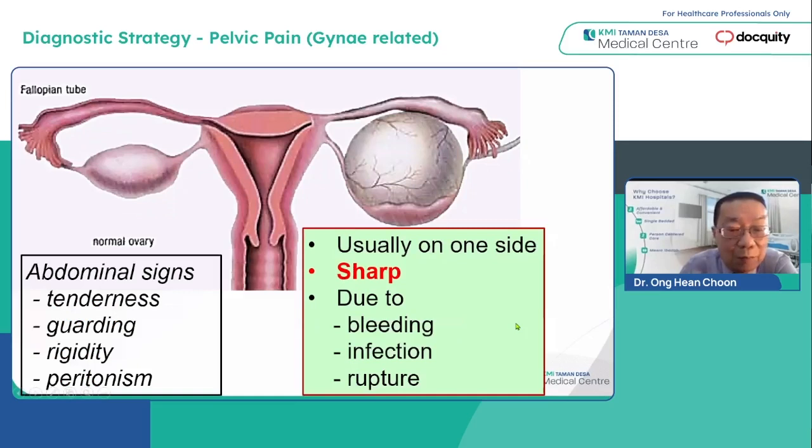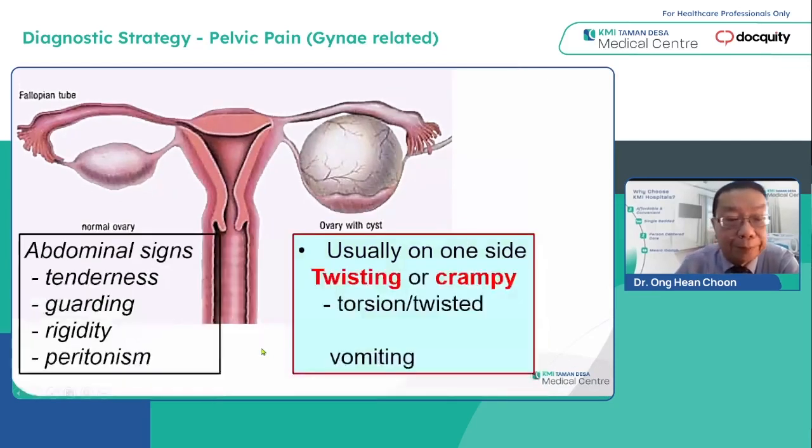Now, if there is a rupture, especially look for abdominal signs of tenderness, guarding, rigidity, and if there is bleeding from the cyst into the peritoneal cavity, there will be signs of peritonism. So this will give you an idea that there was a cyst and perhaps there can be a rupture, but even bleeding can also lead to peritonism without rupture. This can also happen.